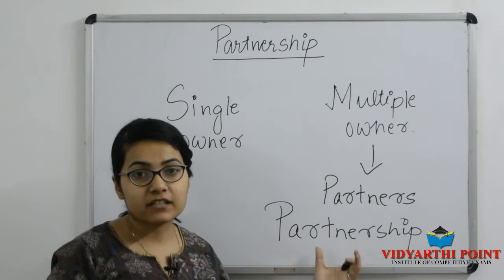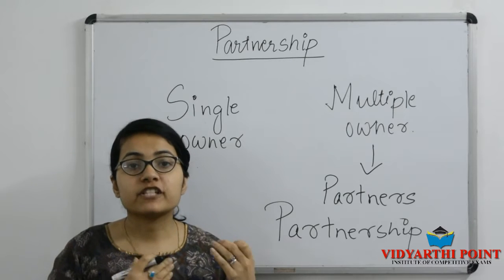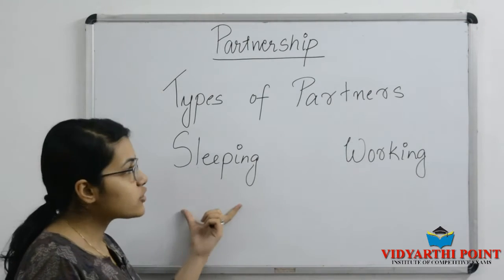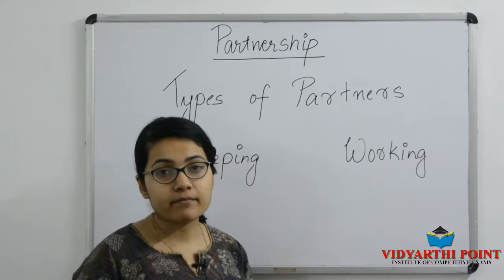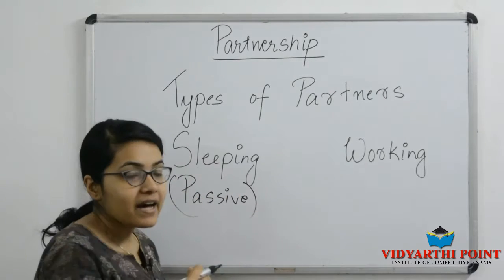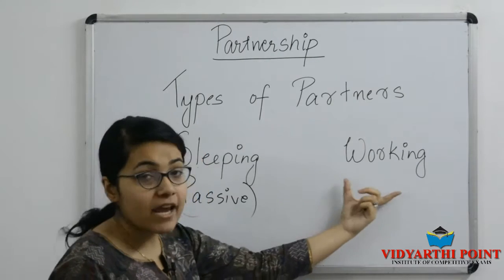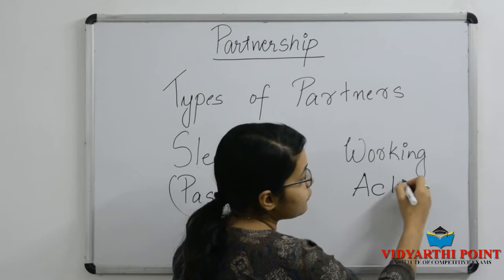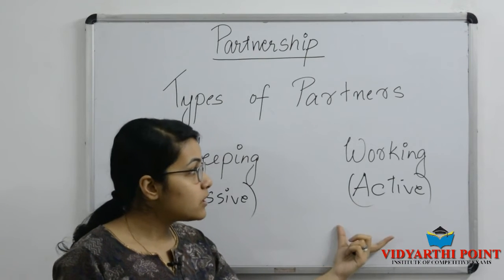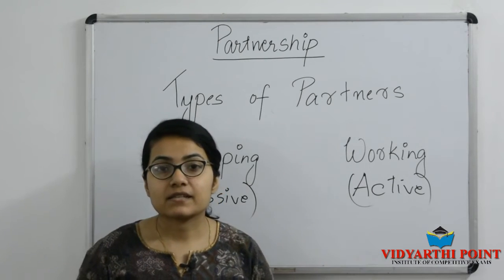In partnership, the partners make some agreement or they agree on some terms in which the profit and loss is to be divided. Now, there are two types of partners in a partnership business. One is your sleeping partner and another is your working partner. The sleeping partner is always passive. That is, a sleeping partner will invest the money but will not take part in the management of the business. Whereas a working partner is always active. That is, a working partner will invest money as well as take part in the management of the business and invest time in managing the business.